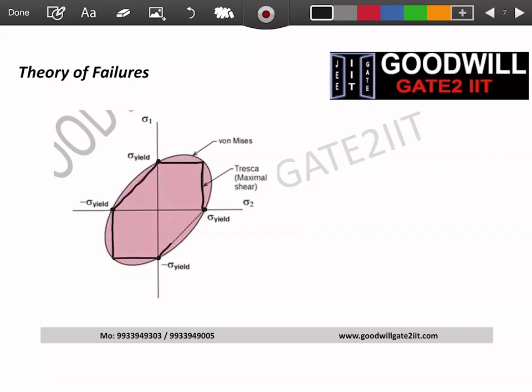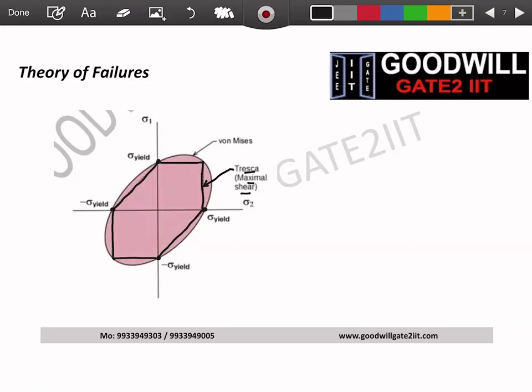So if you are inside this Tresca, you see I have already shown it here. Tresca, which is maximum shear stress theory. If you are inside this zone, you have a safe design. Everyone is absolutely clear in this.